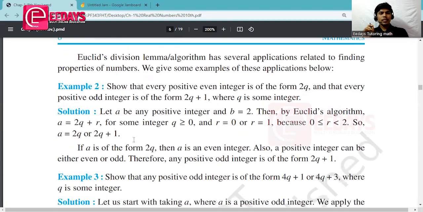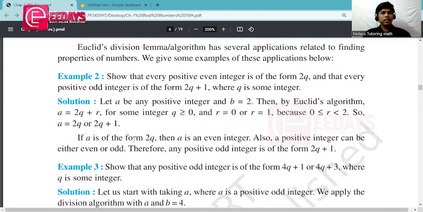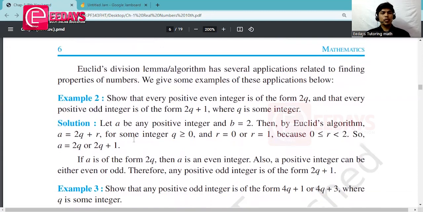Okay. Now let's solve the second question. Read the second example. They have given: show that every positive even integer is of the form 2q, and that every positive odd integer is of the form 2q plus 1, where q is some integer. Understand the question carefully, guys. Here what we need to prove: integers are a combination of negative numbers, positive numbers and 0, but here they asked for only positive integers. Positive even integers.